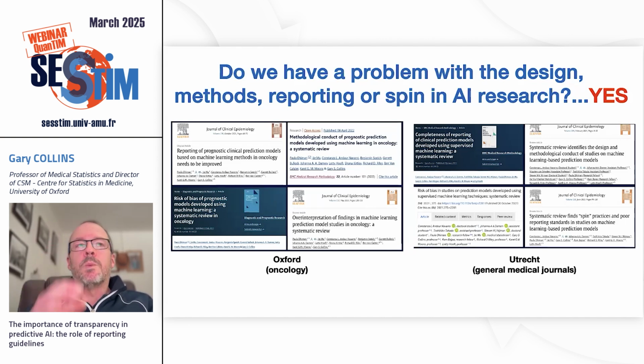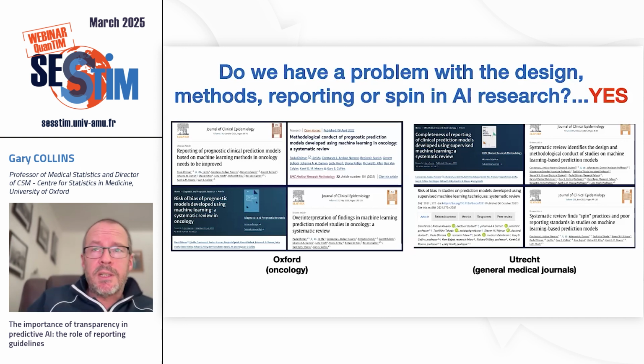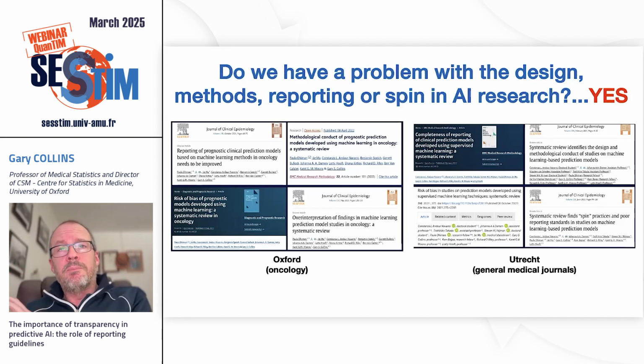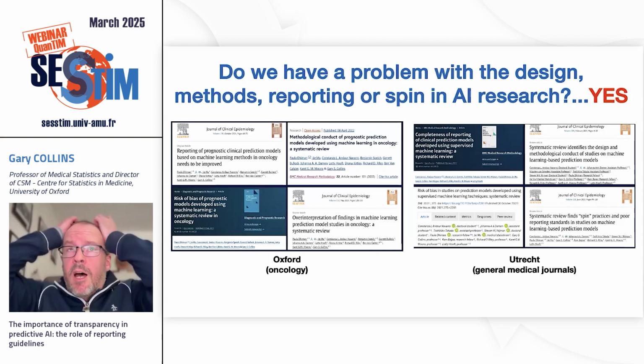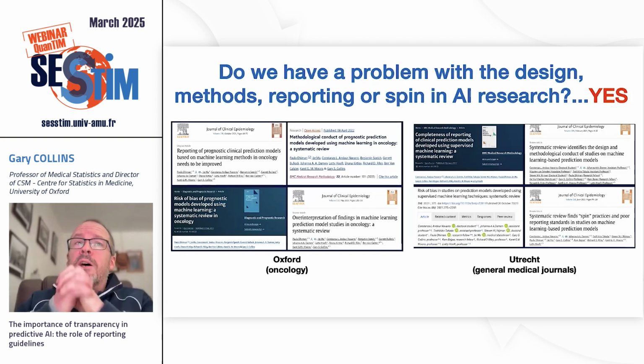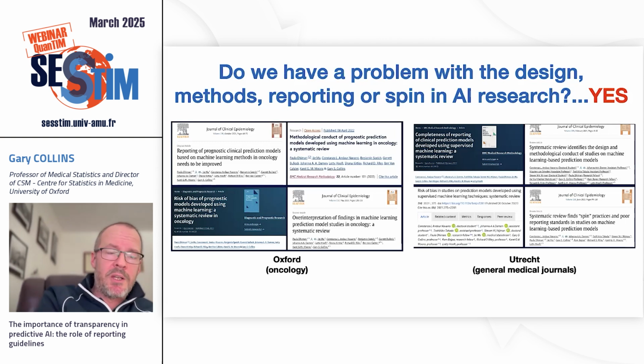And we looked at the reporting, the methodology, whether these studies were at high risk of bias or not, and whether the findings were overinterpreted. And these were 2 parallel reviews, one done in the field of oncology, one just looking at general medical journals. And unsurprisingly, we did observe quite a lot of problems, again, in the design, methods, reporting and spin. So there is a problem also in the machine learning literature.